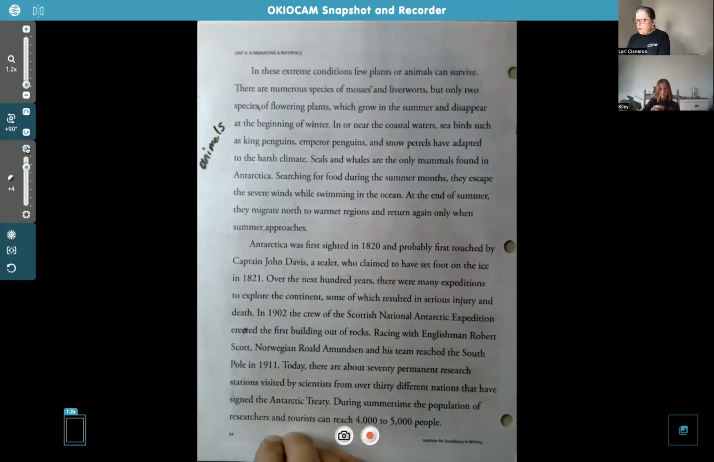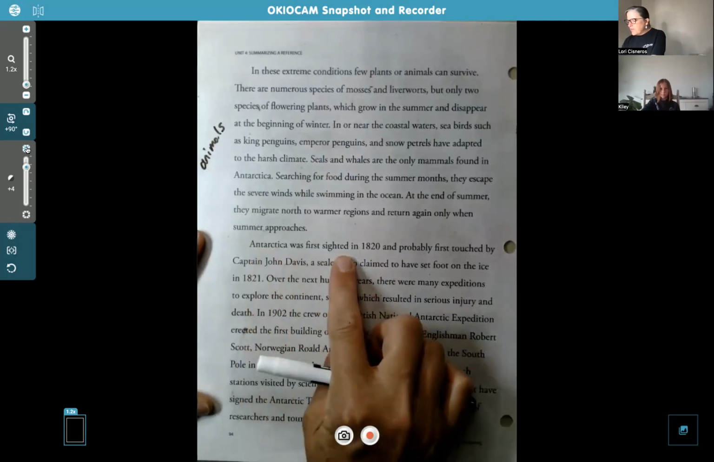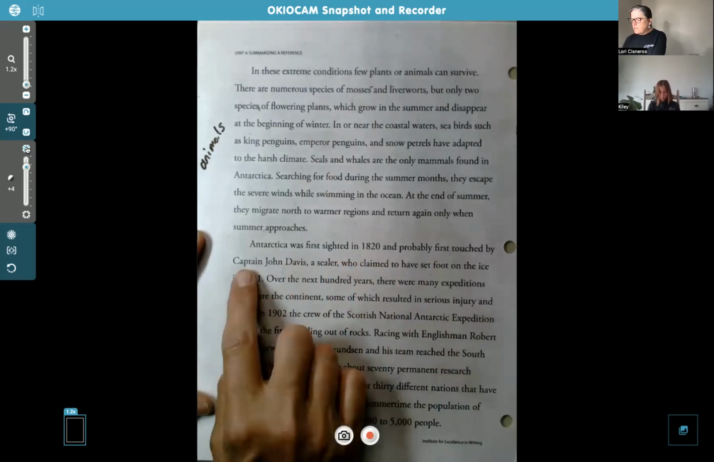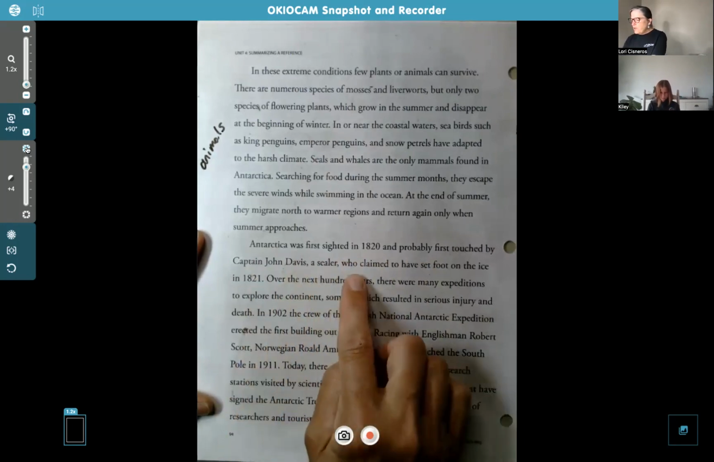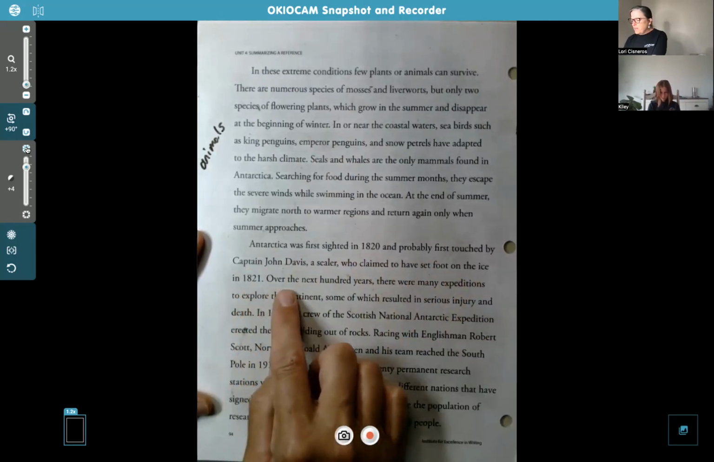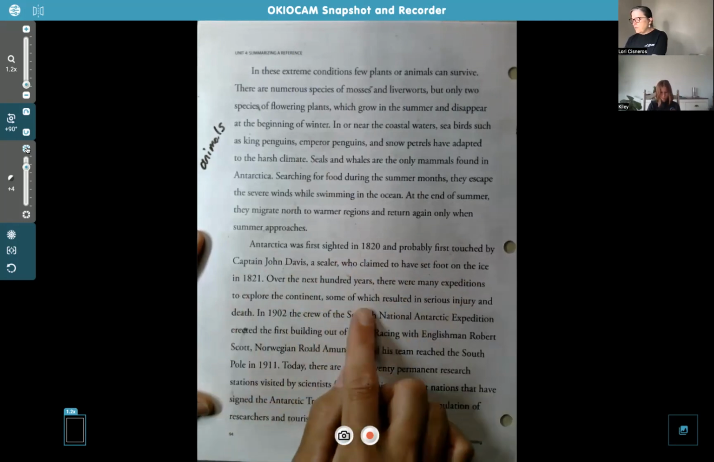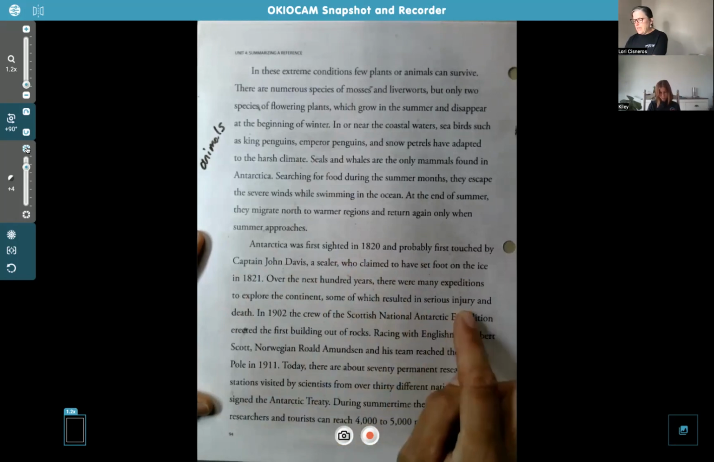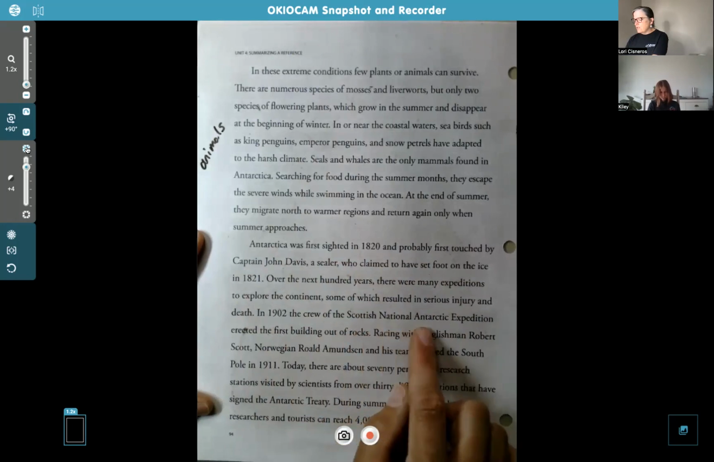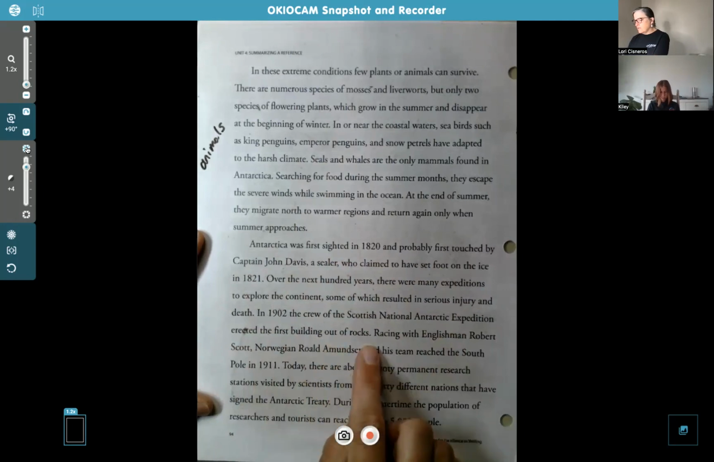And then this last paragraph, I'll read this one. We'll do that again for this one. Antarctica was first sighted in 1820 and probably first touched by Captain John Davis, a sealer who claimed to have set foot on the ice in 1821. Over the next 100 years, there were many expeditions to explore the continent, some of which resulted in serious injury and death. In 1902, the crew of the Scottish National Antarctic Expedition erected the first building out of rocks.